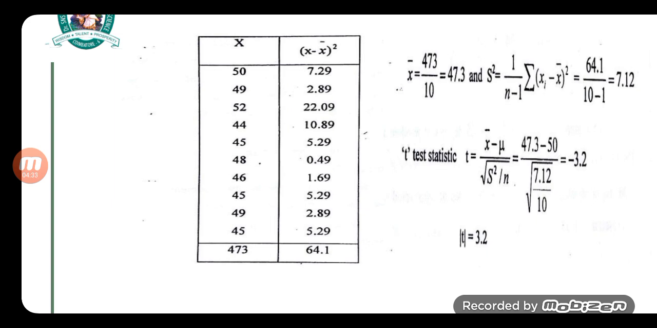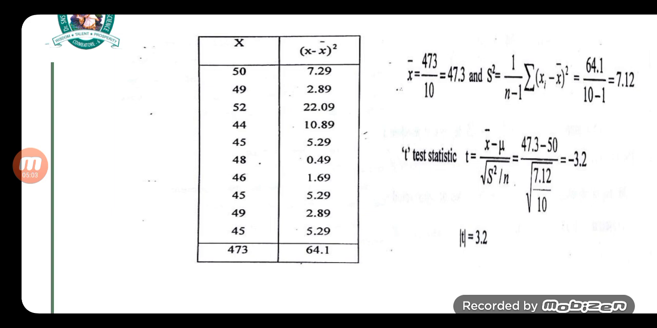Now we calculate the variance, that is s square. The formula for variance is 1 by n minus 1 into the sum of the squared deviations of each value from the average, that is, 1 by n minus 1 into the sum of x minus x bar the whole square. We already calculated the sum of x minus x bar the whole square as 64.1. There are 10 data, so n minus 1 is 10 minus 1, which is 9. So 64.1 divided by 9, the value becomes 7.12.